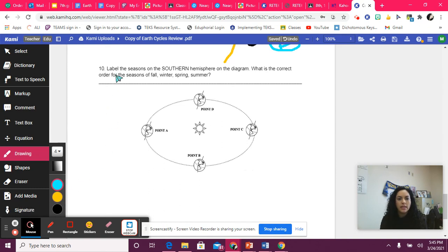Last one. Label the seasons on the southern hemisphere on the diagram. What are the correct orders for the seasons of fall, winter, and spring? So if you notice right here, it wants that specific order. So first, always start with labeling your diagram. Okay, point A, we want to focus again on the southern hemisphere. So we're talking about this bottom half of Earth.